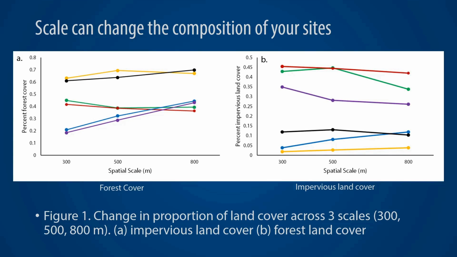Now, the scale you use certainly has an impact on the composition of the study sites for both forest cover, which is on the left, and impervious land cover, which is on the right. Now, while there are no major spikes or drops, there's also no flat lines either. So even if by a couple of percent, their composition is changing across scales. Now, how would this change something you base your conclusions off of, like a statistical test?